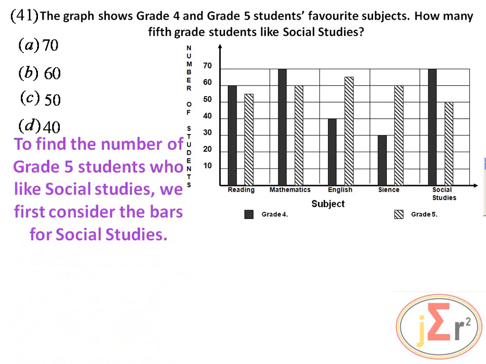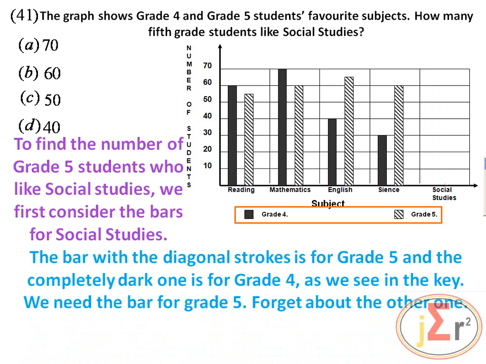To find the number of grade 5 students who like social studies, we first consider the bars for social studies. What are the bars for social studies? We have them right there. So we have social studies, and those are the bars for social studies. The bar with the diagonal strokes is for grade 5, and the completely dark one is for grade 4, according to the key that we have right there. As we see in the key, we need the bar for grade 5. So we may forget about the other one.